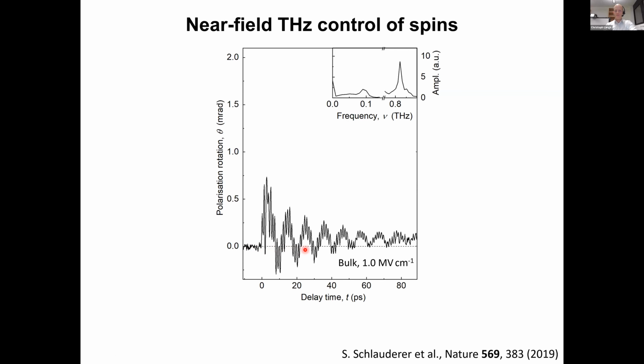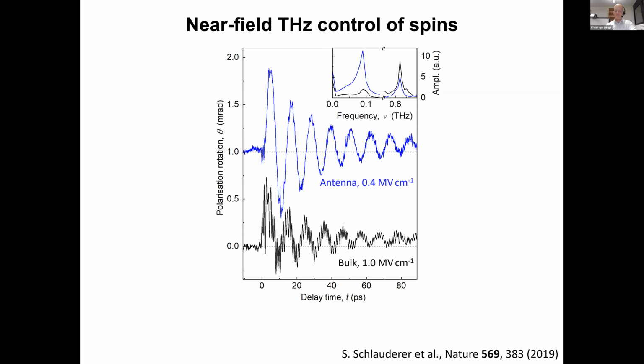This is the structure without the antenna. So here we investigate the bulk material again for reference with 1 megawatt per centimeter of far field amplitude. We again see the two modes, the slowly oscillating one, which is the one we're interested in, as well as the rapidly oscillating one, which we don't directly want to address. And then moving to the antenna, and actually lowering the field by a factor of 2.5, we see a stronger oscillation, first of all, and we also see that the oscillation now is predominantly at the lower frequency. And the high frequency part is almost entirely gone. So this is good news.